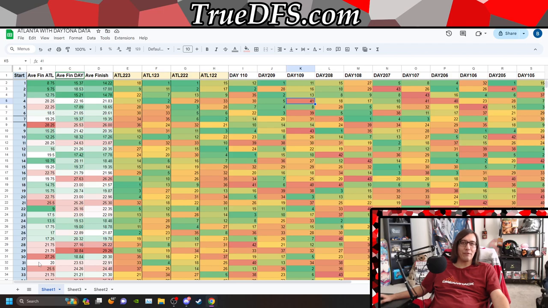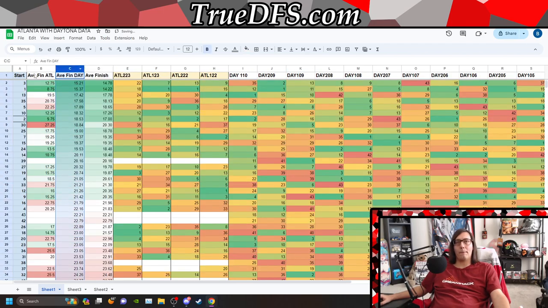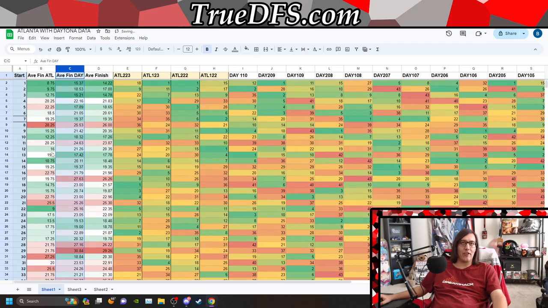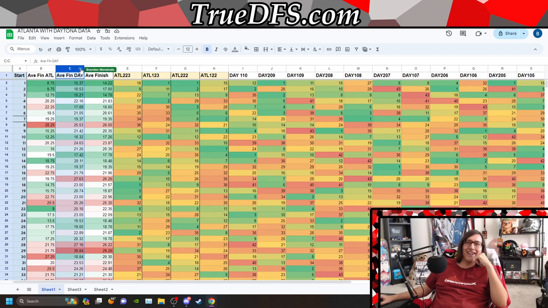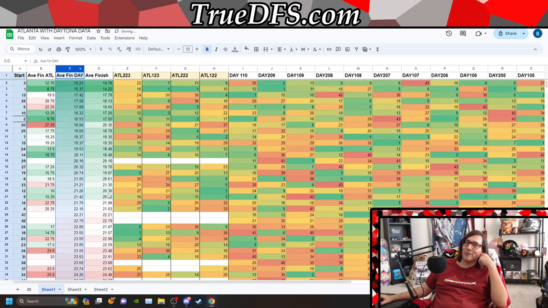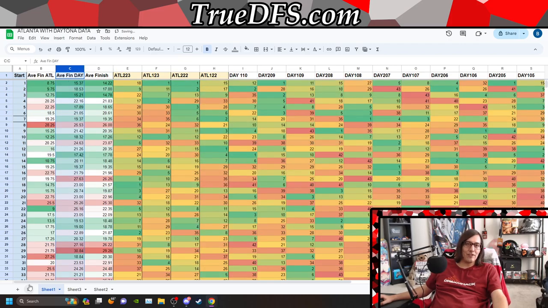So everything that we've just been going over, when I'd sort these things to show you the finishing position, I just took that and made another sheet for it. I'm sorting by the average finish based on position. And so the next page is showing the position ranked by the average finish that we're looking at.